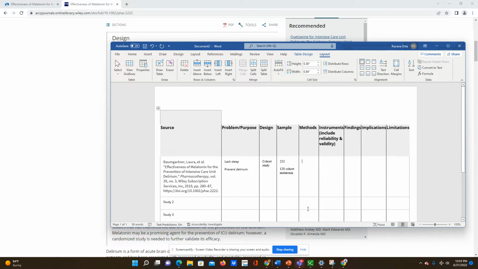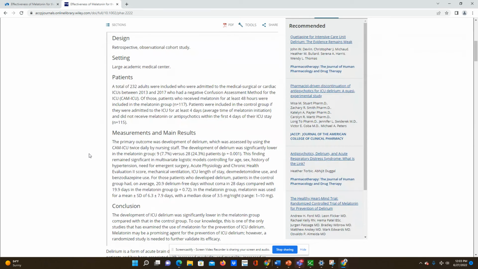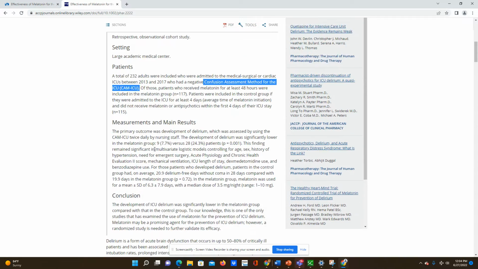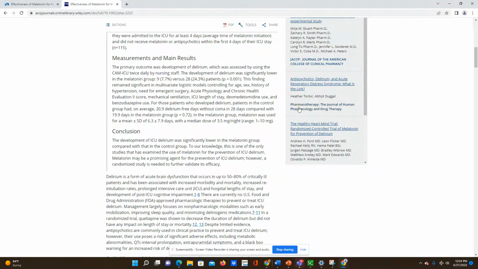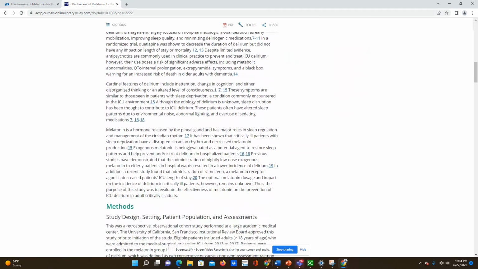And then the methods include an instrument they used to rate. I forgot the name of the instrument, but there is an instrument there. And we have to look at the instrument validity and the findings, implications, and limitations. So I'm going back to my article, and the measurements were made by using the CAM-ICU. The CAM-ICU is the Confusion Assessment Method. That's the instrument. So let's go look at the instrument per se.